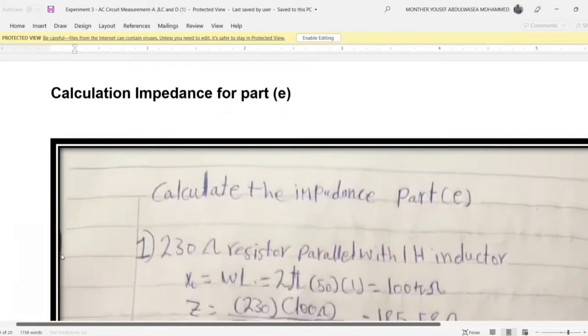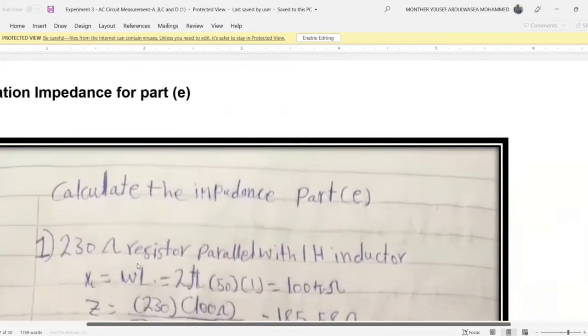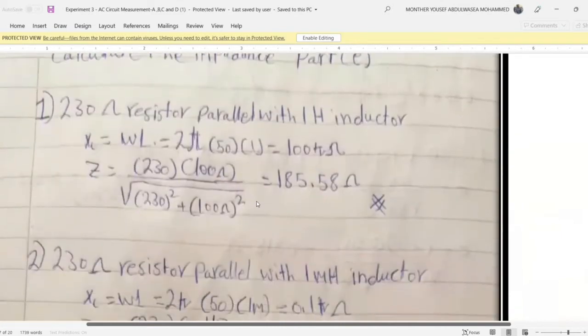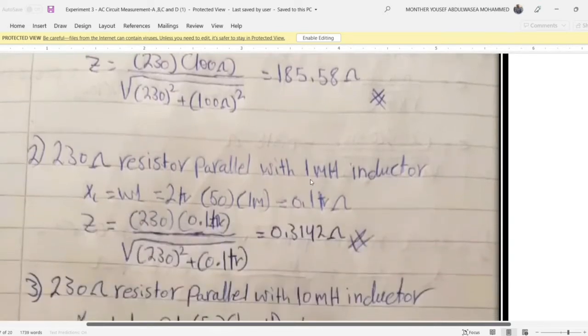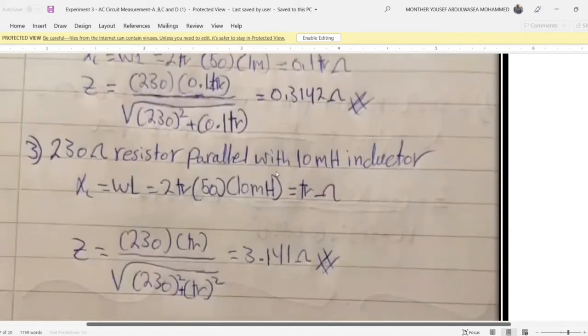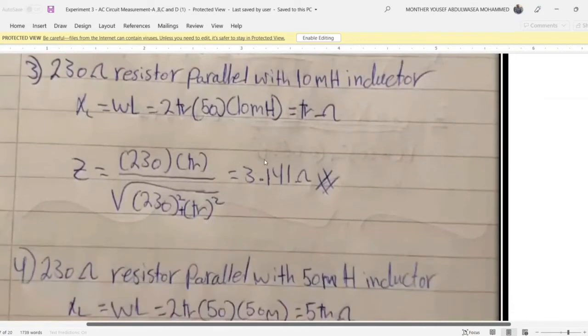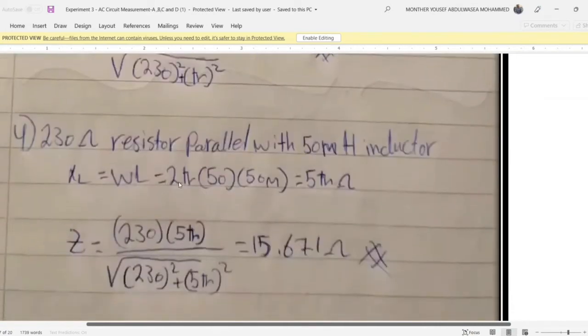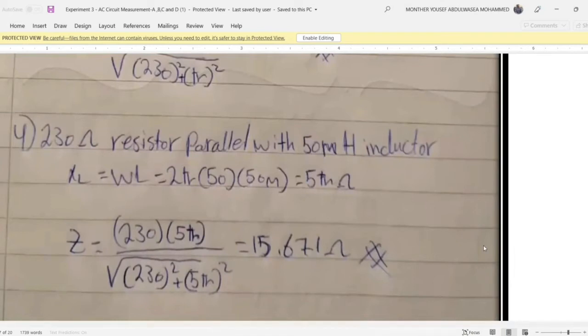Also here is the impedance calculation for part E. You can see this is the 230 ohm resistor in parallel with the 1H inductor, the first one. The second one is with a 1mH inductor. The third one will be with the 10mH inductor, and every value is here. The fourth one will be with the 50 mH inductor.